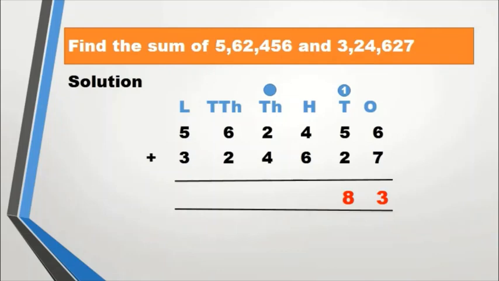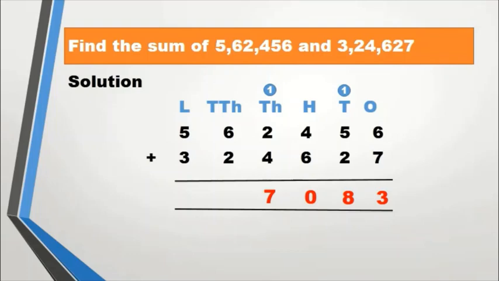Now add the digits in the hundreds place. What are the digits in the hundreds place? 4 and 6. And what is their sum, children? It is 10. So write 0 in the hundreds place and carry over 1 to the thousands place. Now add the digits in the thousands place. And the digits are 2 and 4. 2 plus 4 is 6 plus the carryover digit 1. That is 7.